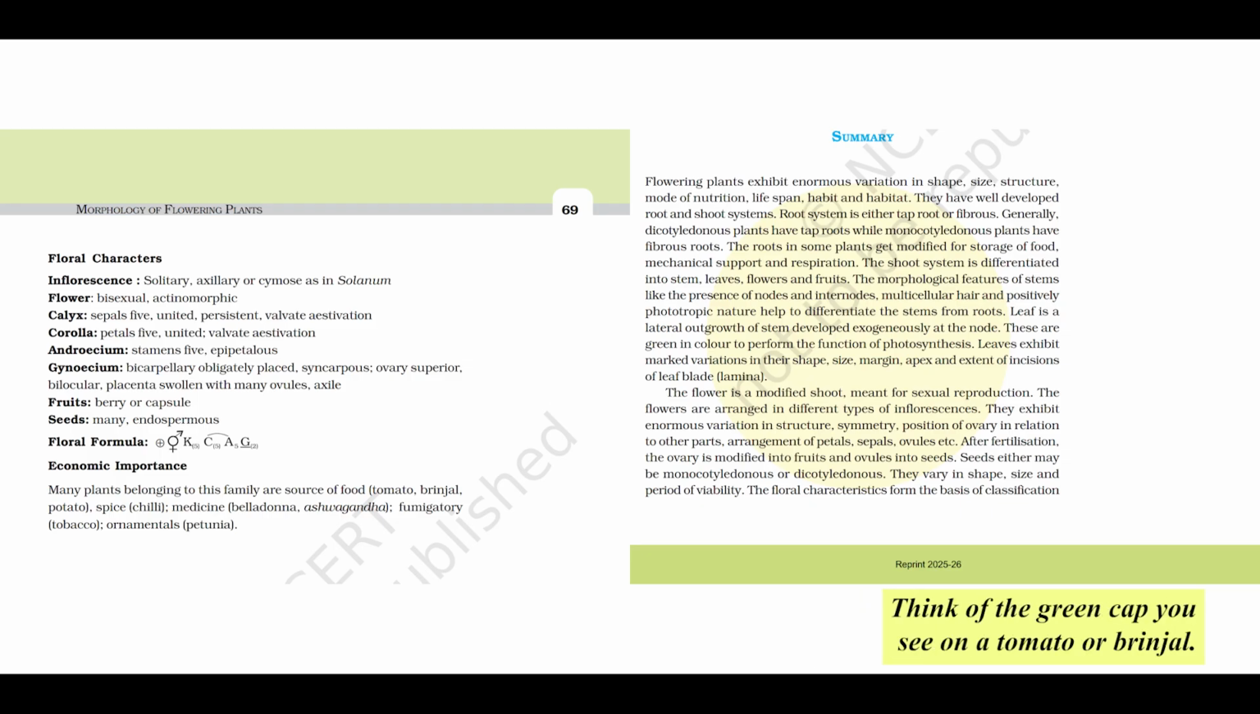Think of the green cap you see on a tomato or brinjal. That's the persistent calyx. The aestivation of the sepals, how they are arranged in the bud, is valvate, where margins just touch without overlapping. The corolla is composed of 5 petals, which are also united, gamopetalous, often forming a funnel shape, bell shape, or wheel shape that rotate. Like the calyx, its aestivation is also typically valvate.